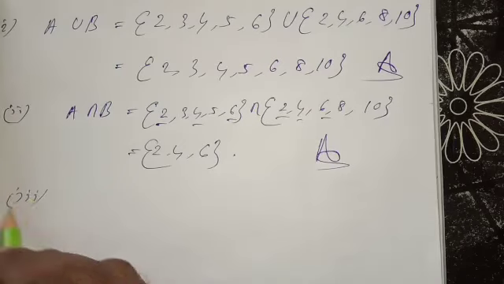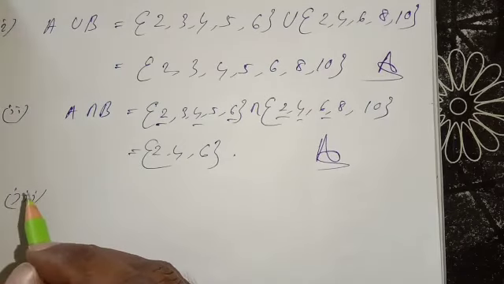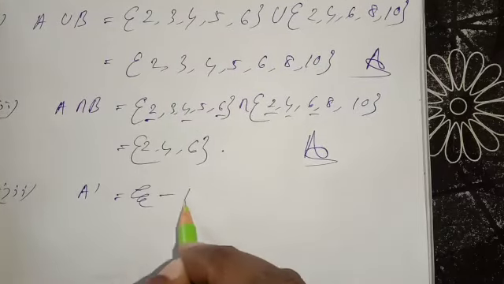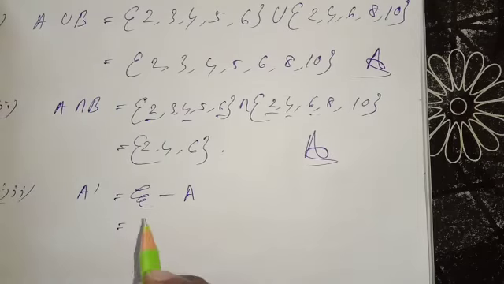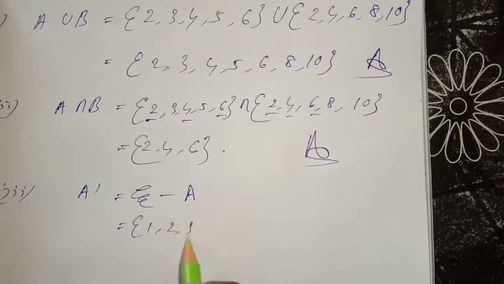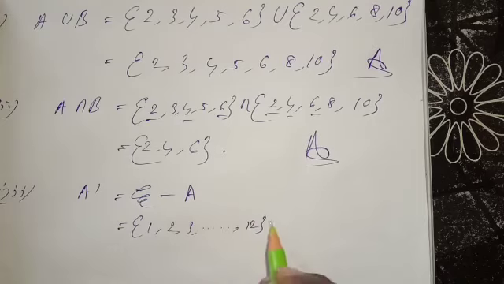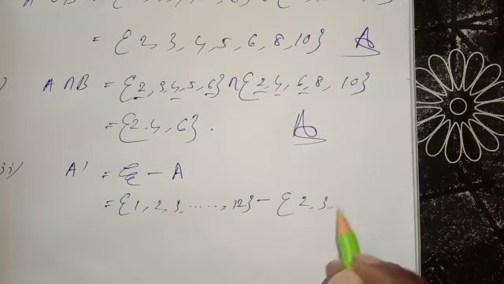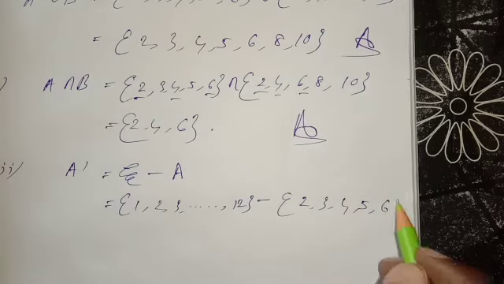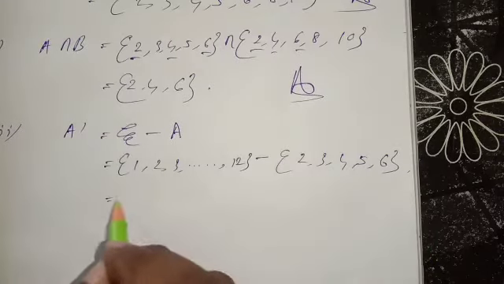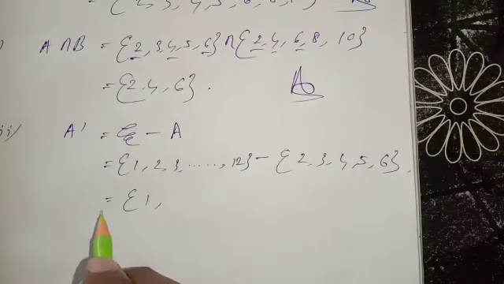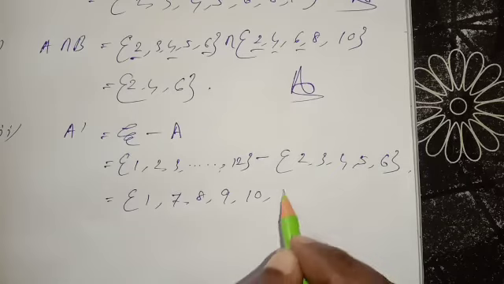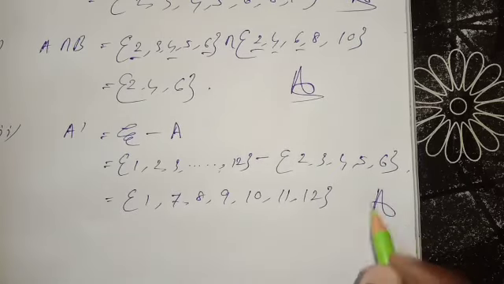The third part question, you have to find A complement. A complement means universal set minus A set. Universal set is given as 1 to 12, 1, 2, 3 up to 12, minus A set. What is A? That is 2, 3, 4, 5, 6. Now omit these from here. What is left? 1 is left, and after 6: 7, 8, 9, 10, 11, 12. This is called A complement.